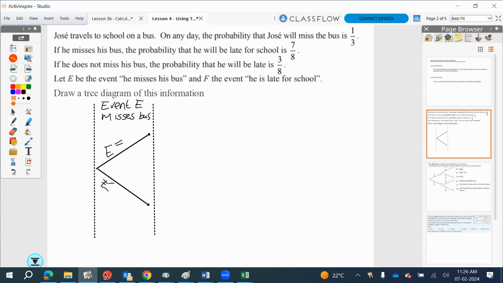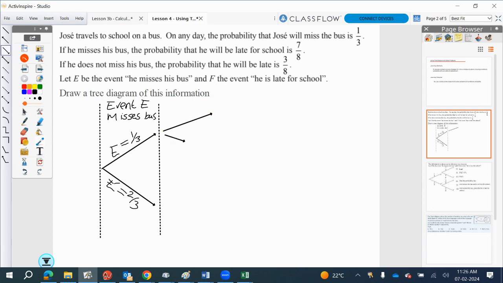So it says here that the probability he misses the bus is a third. What does that mean the probability he doesn't miss the bus is? 2/3. It's always complementary. This one's 2/3.